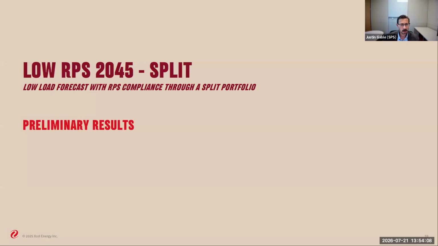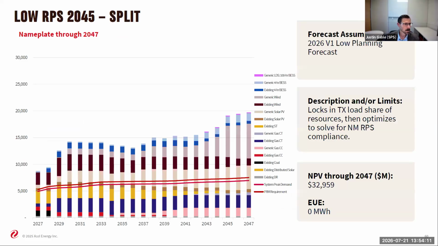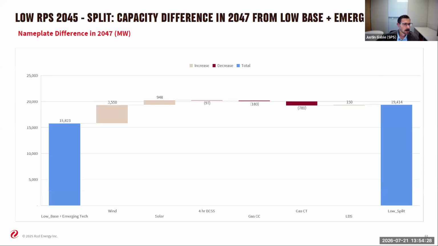But we can talk about the low RPS 2045 split. Similar to our previous conversations where we had the RPS 2045 split for the planning forecast, we did it for the low planning forecast. What we are seeing, if we go to slide 61, is that the resources generally build more wind, more solar, and reduce the gas in the portfolio, and also add long duration storage. So although the numbers change between our planning forecast and our low planning forecast, the general resource types and volumes are similar.